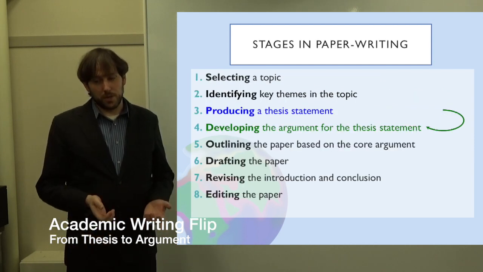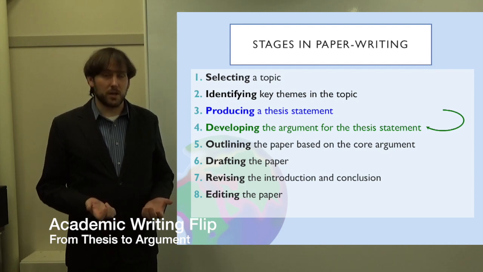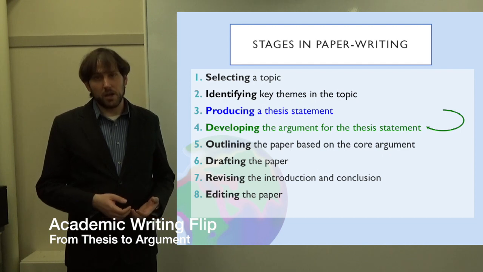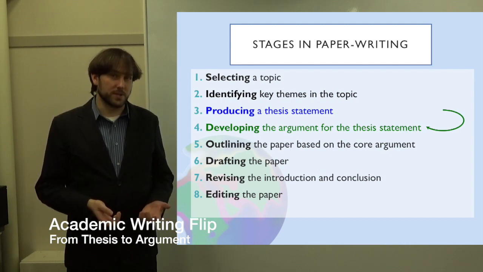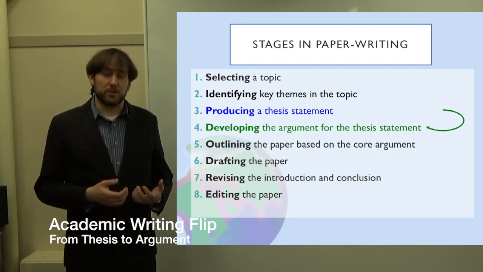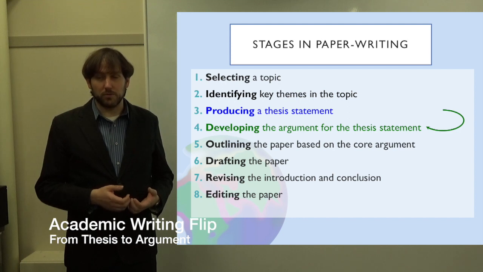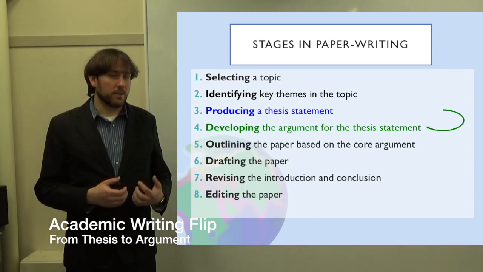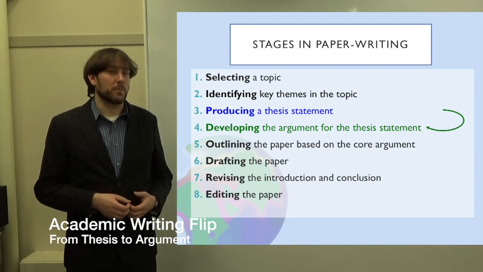We've already done several flips. One looked at selecting a topic, another identifying key themes in the topic, and a couple of flips were devoted to helping you to produce a good thesis statement. In this flip, we want to take that thesis statement and develop an argument for the thesis statement. In future flips, we'll look at how to turn that into an outline, how to draft the paper, how to revise the introduction and the conclusion, and how to edit the paper. But this time, our main focus is just making a very basic argument. You don't even have to use very many words.